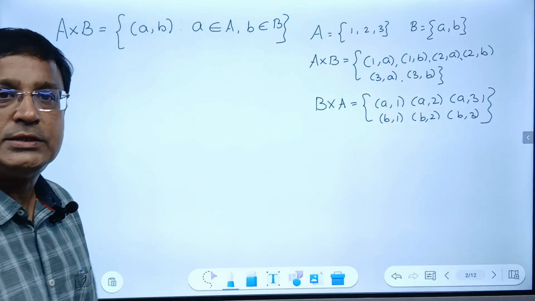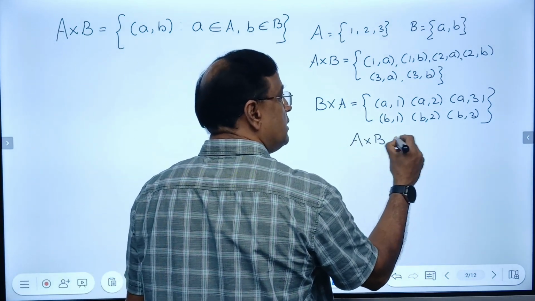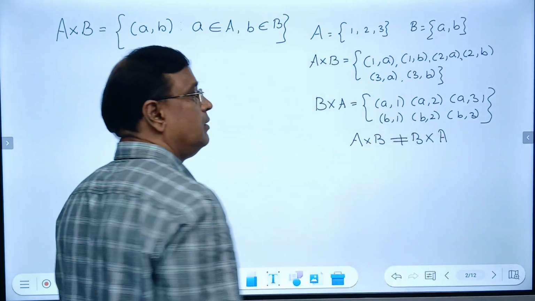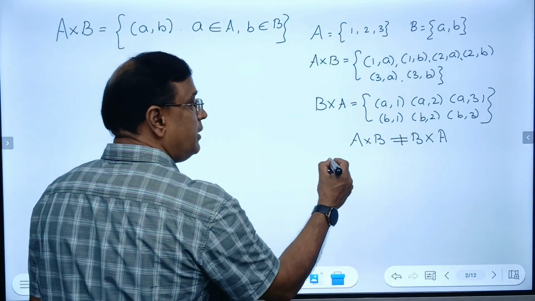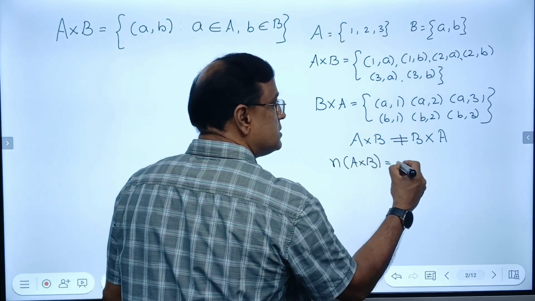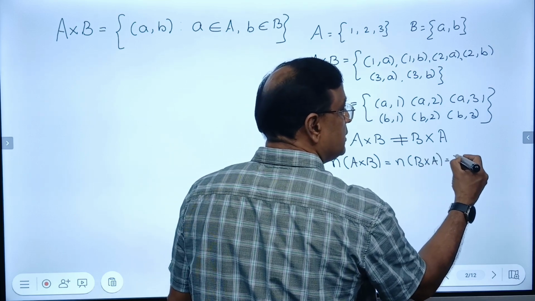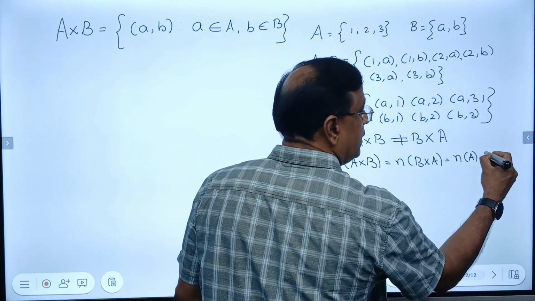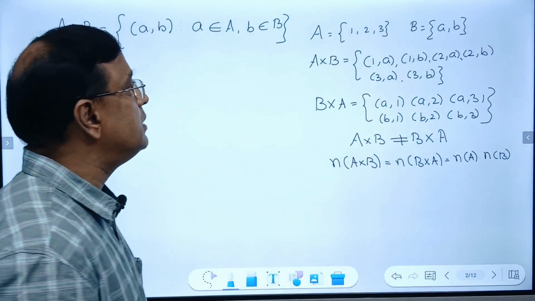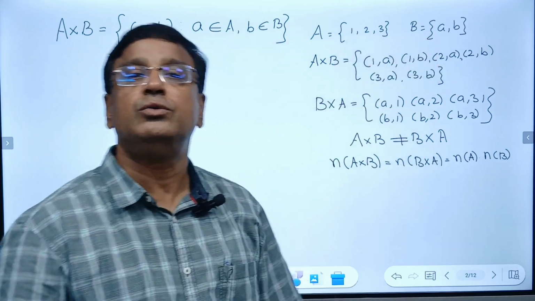And clearly you can see that A cross B is definitely not equal to B cross A. But the number of elements in A cross B will be the same as the number of elements in B cross A, which can be calculated as the number of elements in A times the number of elements in B. So clearly in this case the number of elements in A cross B will be 6, because this is 3 elements, this is 2 elements, and 3 into 2 is 6.